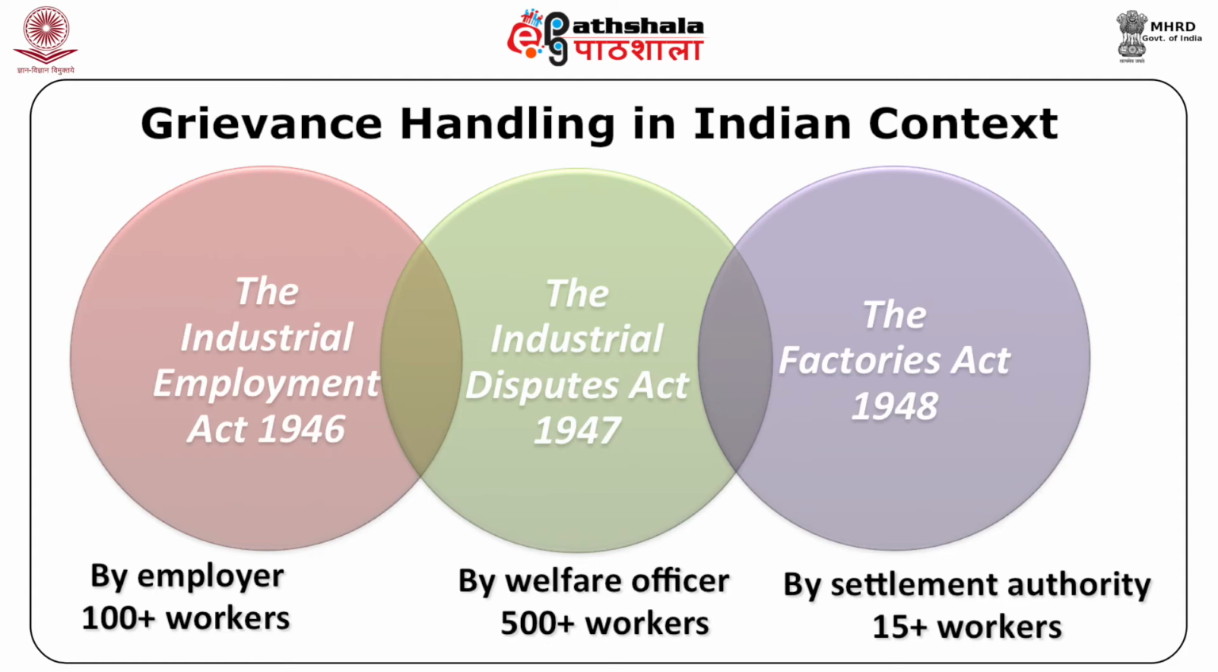If we talk about grievance handling in the Indian context, then there are various acts like the Industrial Employment Standing Orders Act 1946, which includes handling grievances of workers against unfair treatment by the employer in case of establishments having 100 or more workers. Then the Factories Act 1948, grievance handling by welfare officers in case of establishments having 500 or more workers. Then the Industrial Disputes Act 1947, grievance handling by the grievance settlement authority for settlement of industrial disputes in case of 15 or more workers in an industrial establishment.